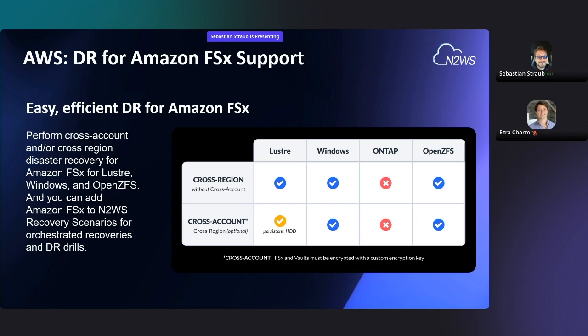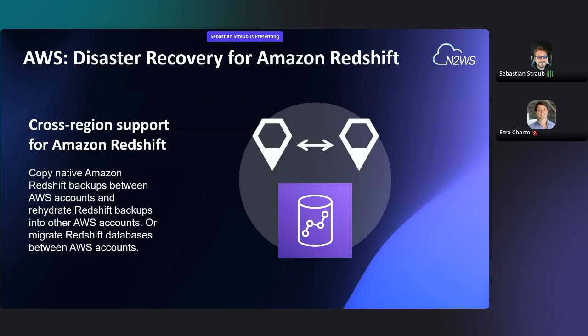Now for Lustre, Windows, and OpenZFS, we have full DR capability, cross-region and cross-account, just in case you want to make sure that if a region fails or an account fails, you have the ability to fall back on your backups in other regions and other accounts. Another feature is disaster recovery capability for Amazon Redshift. Redshift is a service that we supported for quite a long time, but now we also have the ability to use cross-region support for Amazon Redshift as well.